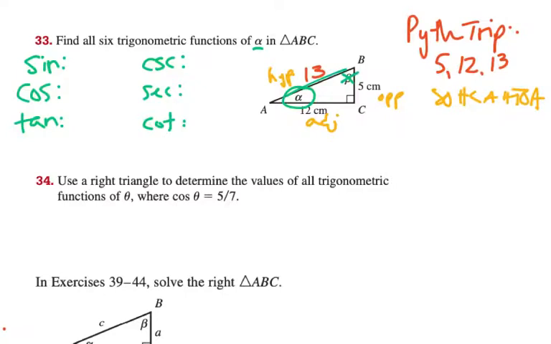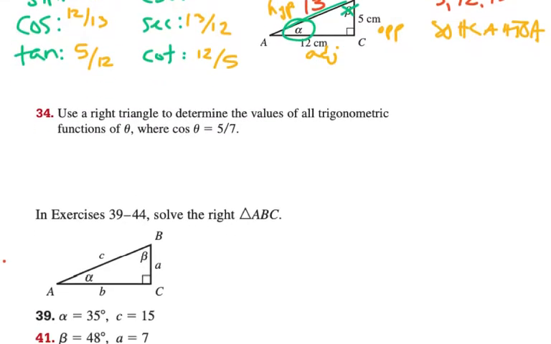So sine is opposite over hypotenuse, so 5 over 13, and then the flip for the other one. Cosine is adjacent over hypotenuse, so 12 over 13, and then the flip for secant. And then tangent is opposite over adjacent, so 5 over 12, and then the flip for cotangent. Alright.